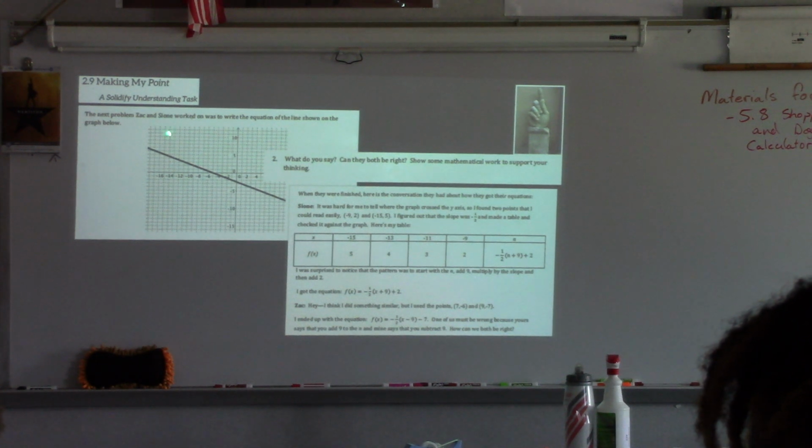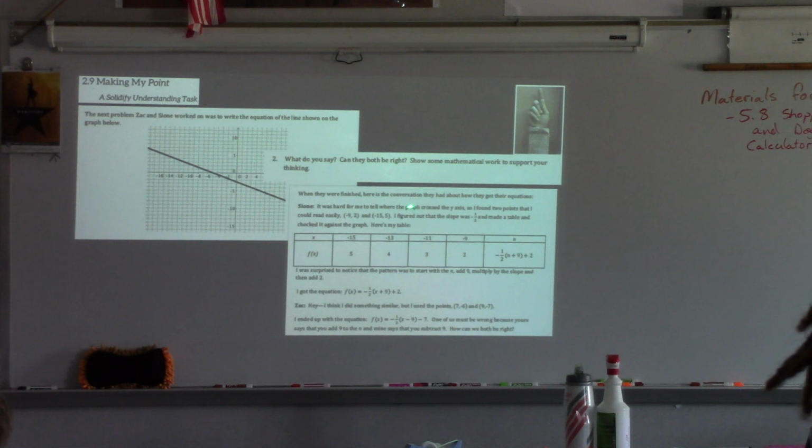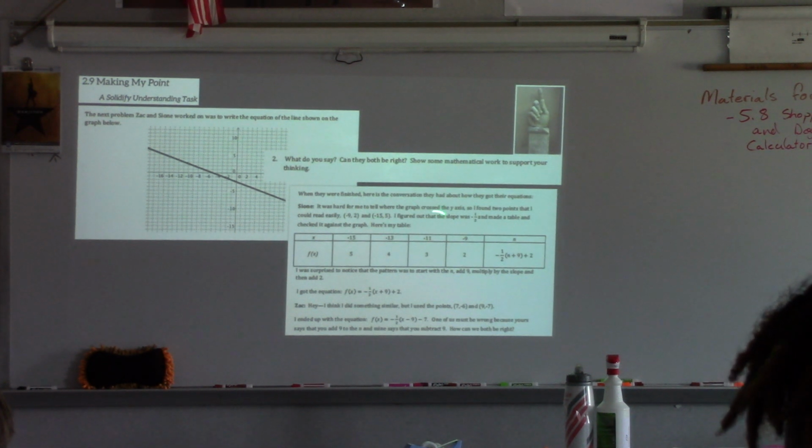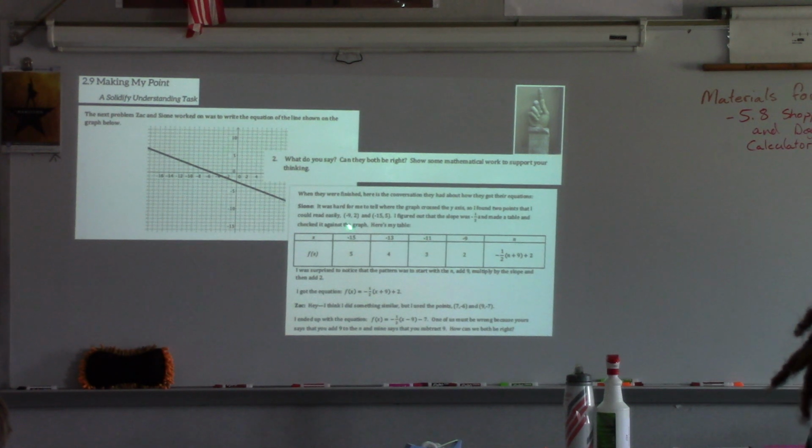They come up, they worked on this, they wrote the equation, and it says when they were finished, here's the conversation they had about how they got their equations. Sion said it was hard for me to tell where the graph crossed the y-axis. Why would she want to know where it crosses the y-axis? That's that y-intercept, right? Hey, Donovan, all the way up over the nose, please. So she found 2 points that she could easily read and figured out the slope, right? And so she got this equation.